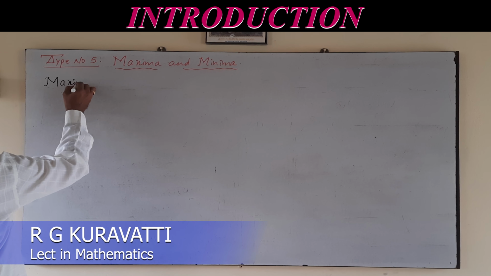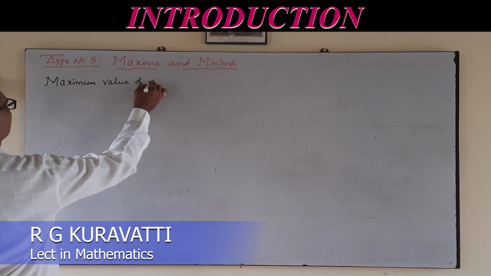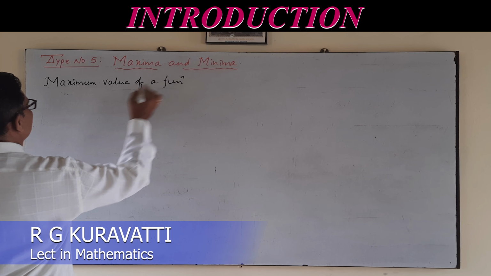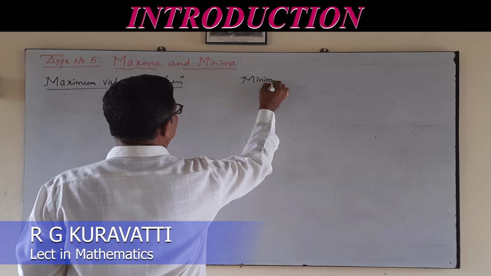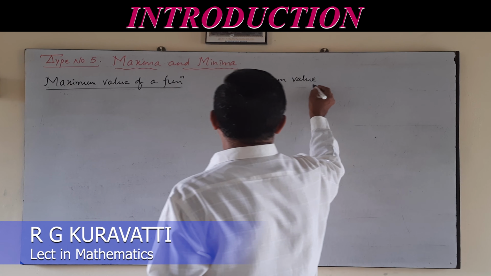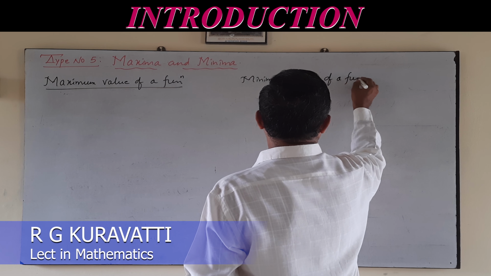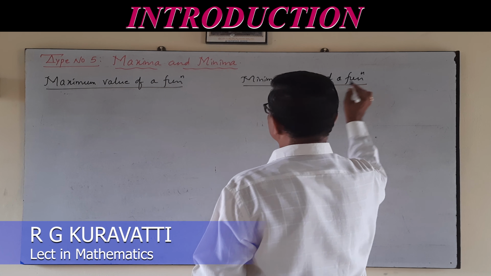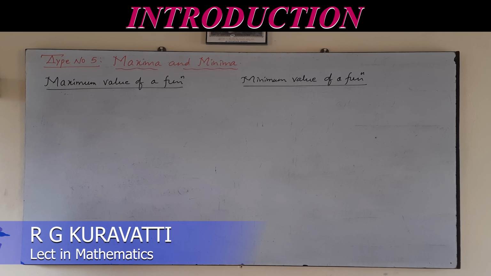Define the maximum value of a function, and define the minimum value of a function. Then the working rule for solving maxima and minima, and solving the problem. Okay, first one, define the maximum value of a function.